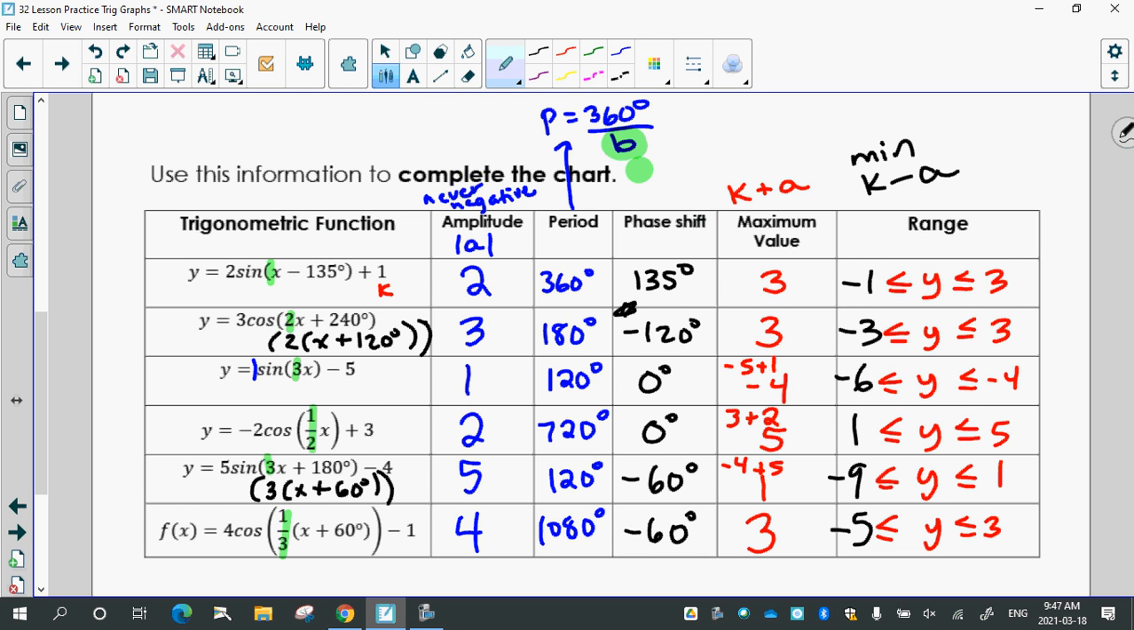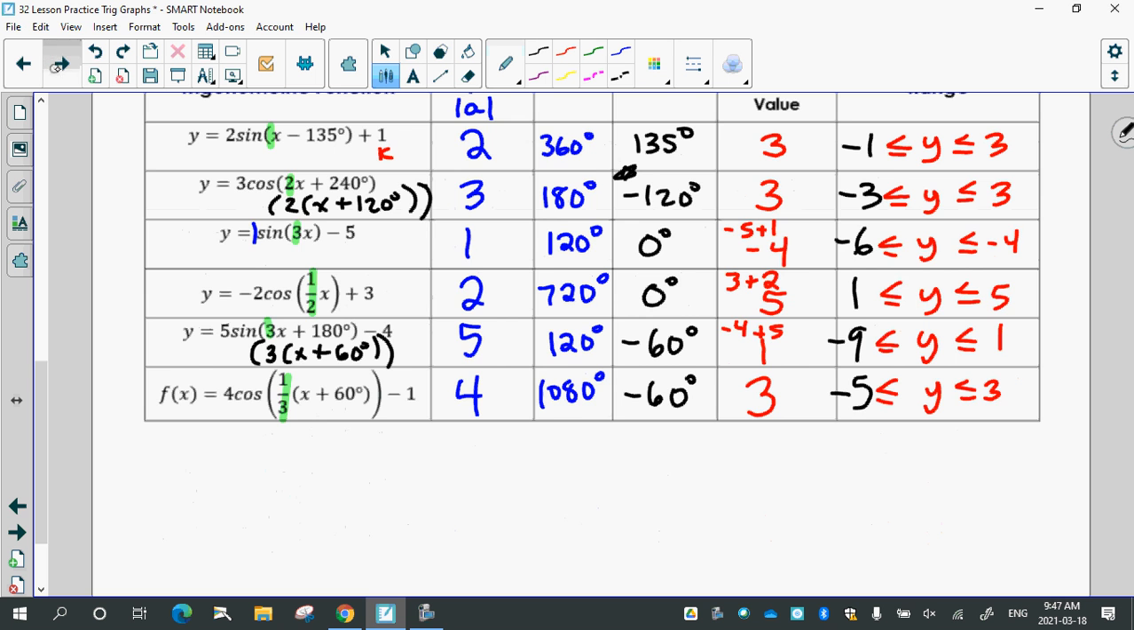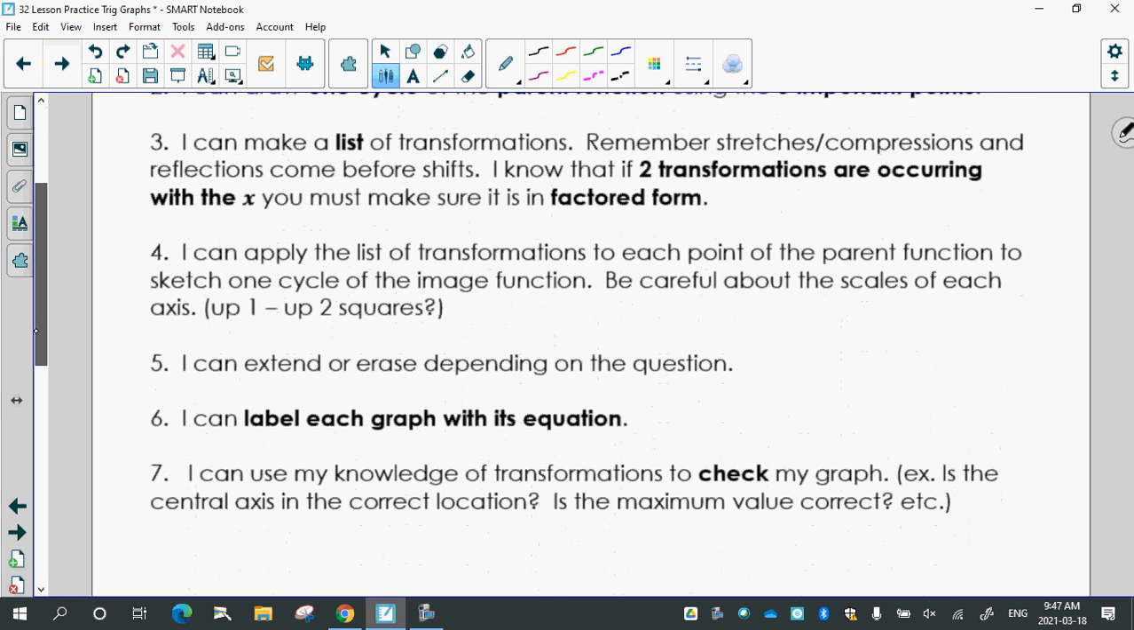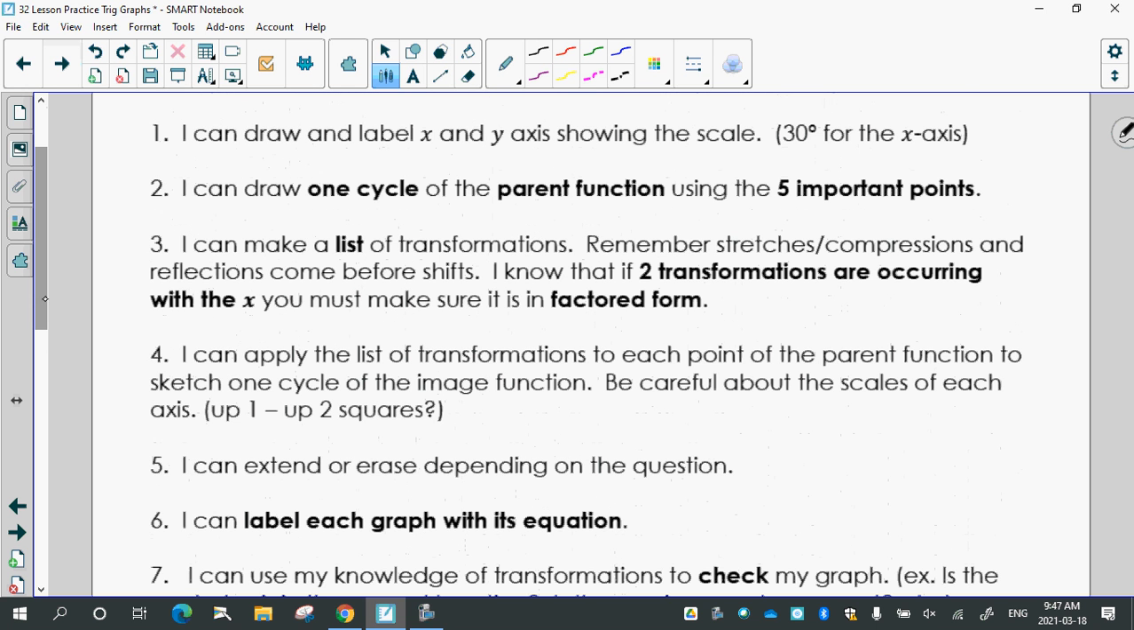And then the last page is just success criteria, which has a bunch of reminders for a step-by-step you can go through to find the image function from the parrots.